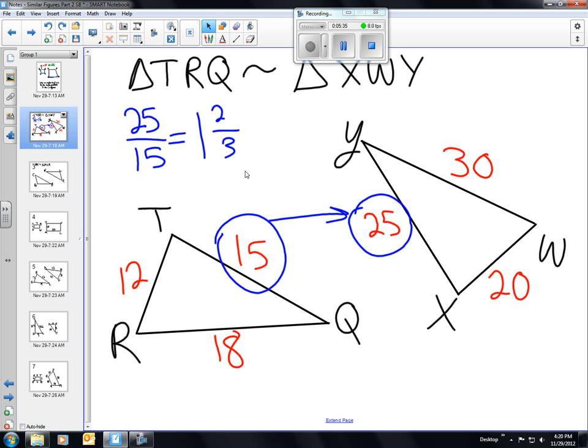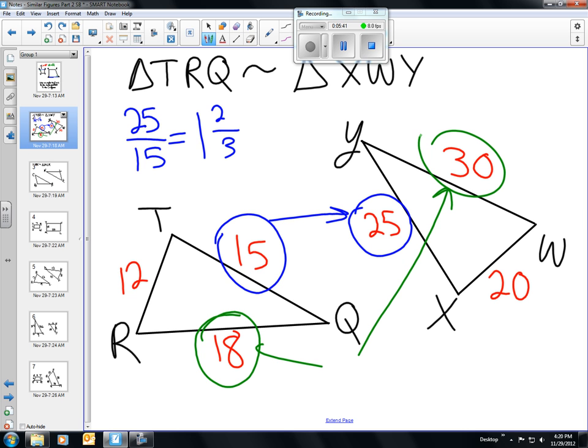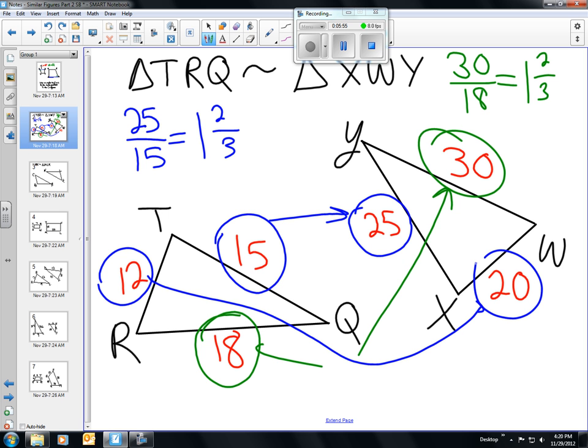You can also do it the other way. You could say 18, which is the biggest side here, to 30, which is the biggest side of this triangle. So the ratio of 30 to 18 is also 1 2/3. And then lastly, the smallest side to the smallest side here, 20 to 12, is also a ratio of 1 2/3. So the scale factor here is 1 2/3.